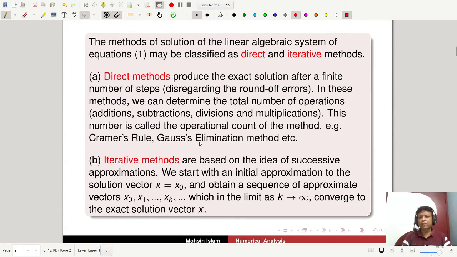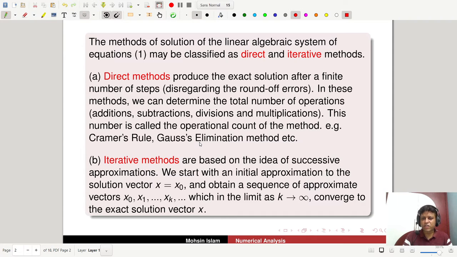Now, how to solve this system of linear equations? In your +2 level, you have learned methods of solving systems of linear equations, maybe two methods. One is the matrix inversion method, another is Cramer's rule. So these are direct methods. The methods of solution of linear algebraic systems of equations can be classified as direct and iterative methods. Direct methods produce the exact solution after a finite number of steps, disregarding the round off errors.